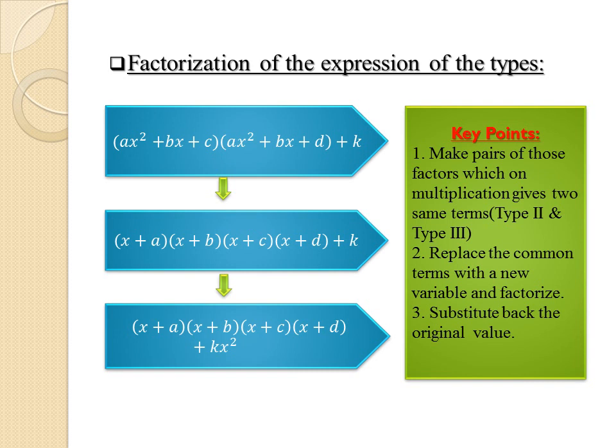of those factors which on multiplication give the two same terms, and you will do this point for type number 2 and type number 3. Point number 2 is replace the common term with a new variable and then factorize. The third point is substitute back the original value.